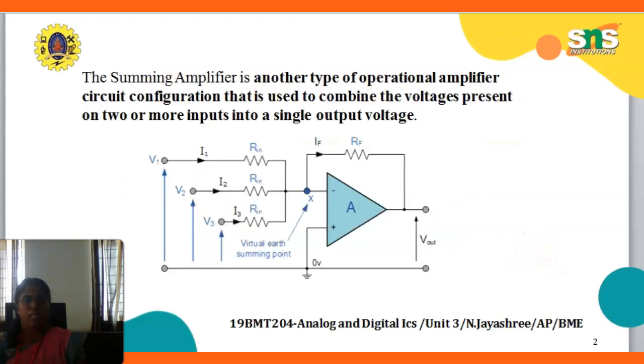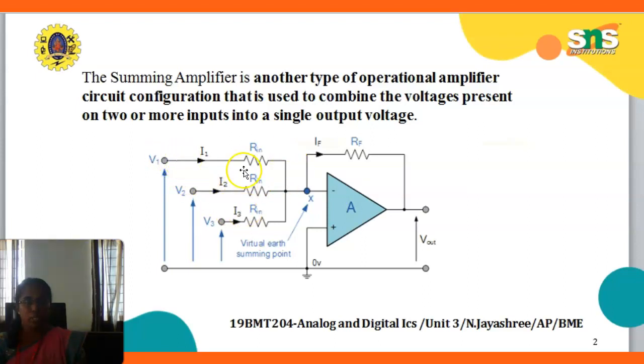Next one is the summing amplifier, another type of operational amplifier circuit that is used to combine the voltage present on two or more inputs into a single output line, that is V1, V2, V3. I1, I2, I3. Here the voltage is connected in series with the resistance, right? How about the current? The currents are connected in parallel with the resistance, right?